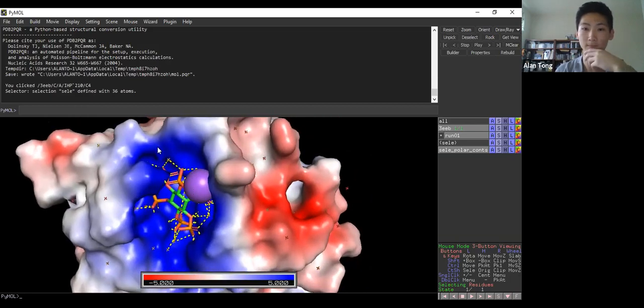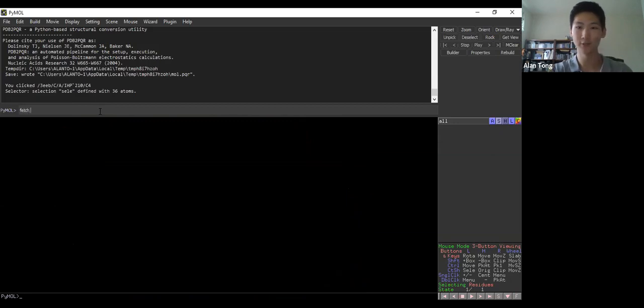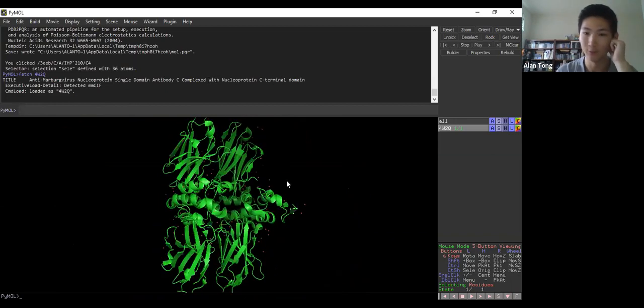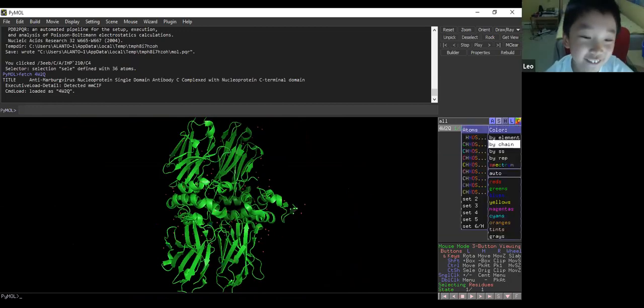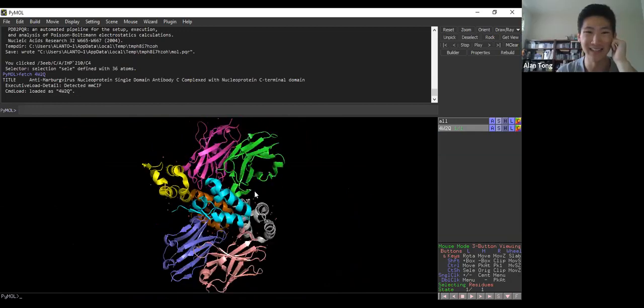All right, awesome. Leo, let's look at yours, shall we? Let's do fetch 4W2Q. So this is an antibody with a nuclear protein C terminal domain, whatever that means. All right, check it out. We can color it by structure. Yeah, it says antivirus. Oh, cool. Yeah, it's an antibody, right?